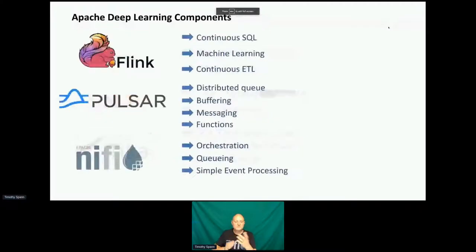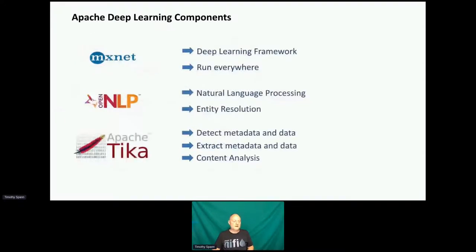These are the main frameworks I'm working with. Pulsar, having that buffering and messaging and having functions that can run machine learning. NiFi to orchestrate this, queue everything up, do that simple event processing. The main deep learning I'm doing is through Apache MXNet. Great Apache framework for doing deep learning. Runs pretty much everywhere. We're also using DGL, which sits on top of this and some other frameworks.